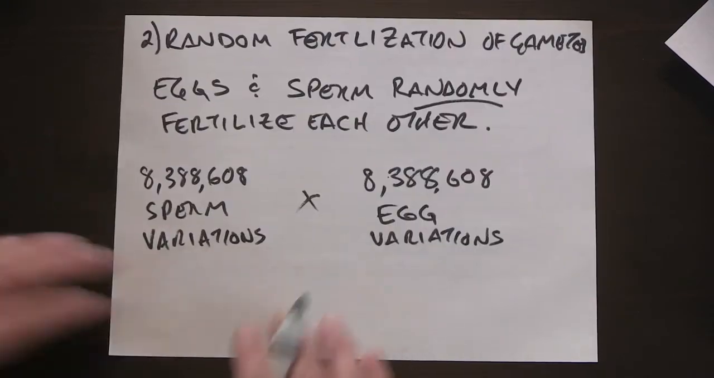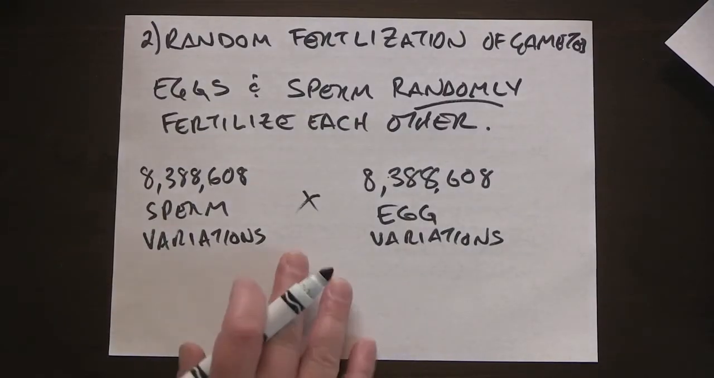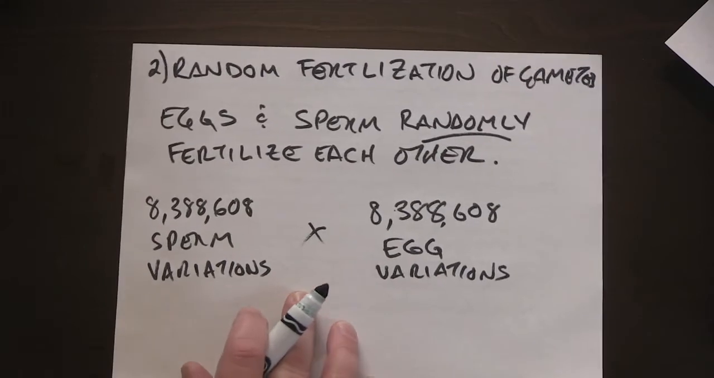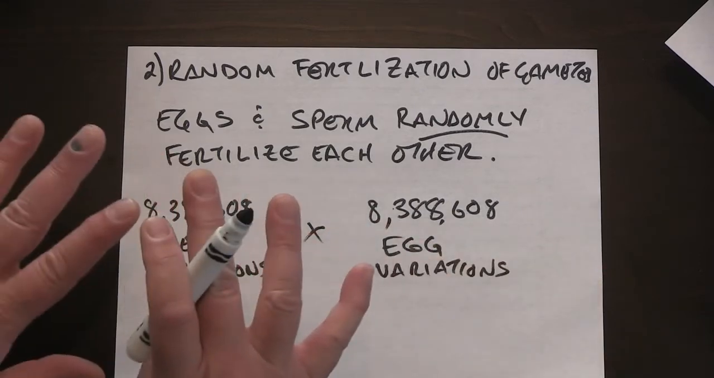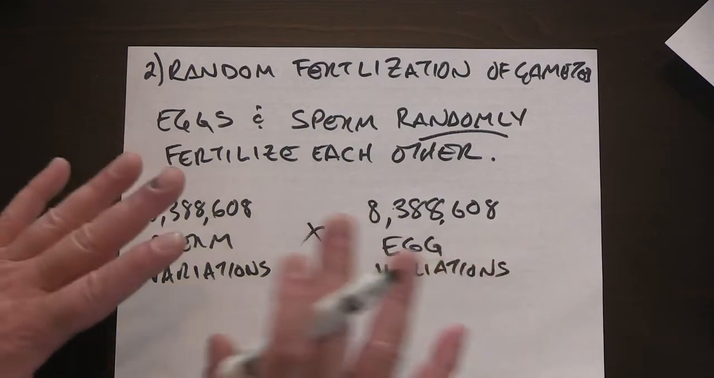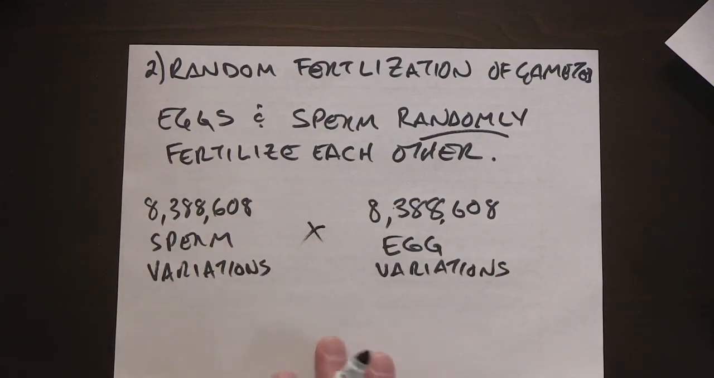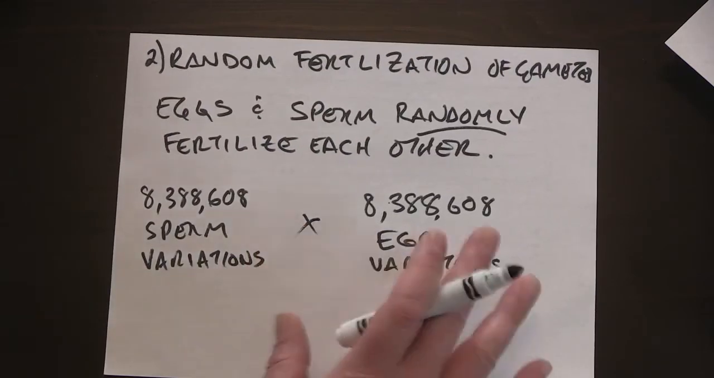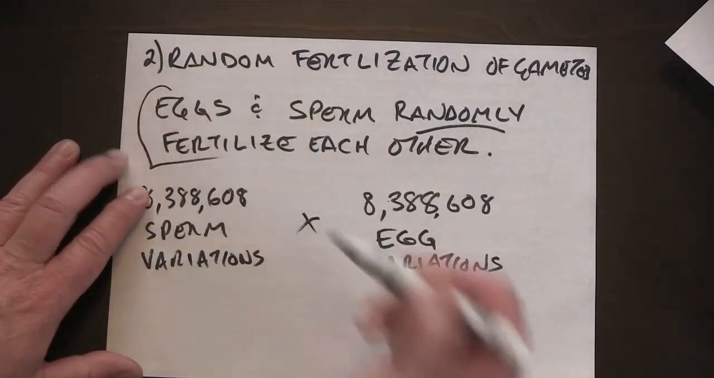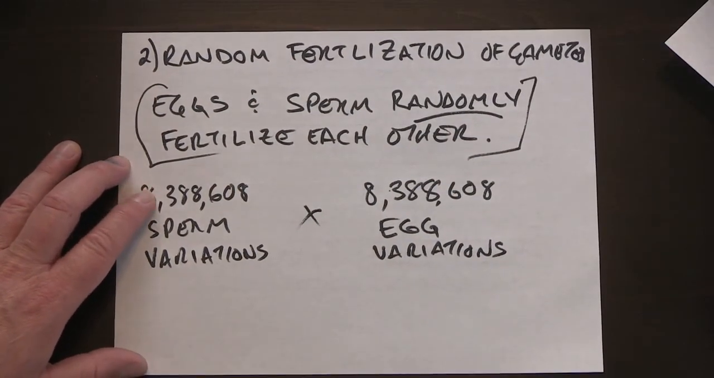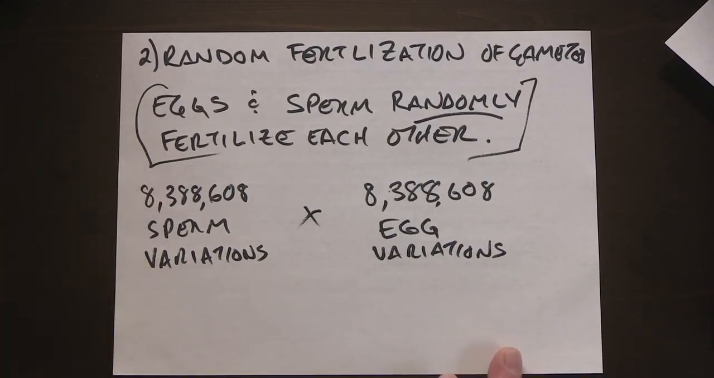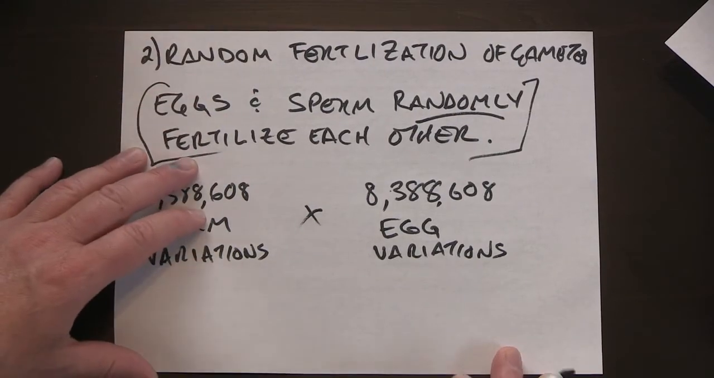The probability of getting an identical mom and dad fertilization is 8,388,000 times 8,388,000. So it's basically almost impossible. I mean, it is almost impossible. So that's the take-home message here: the eggs and sperm randomly fertilize each other, and it increases the variability of each offspring from the parents.